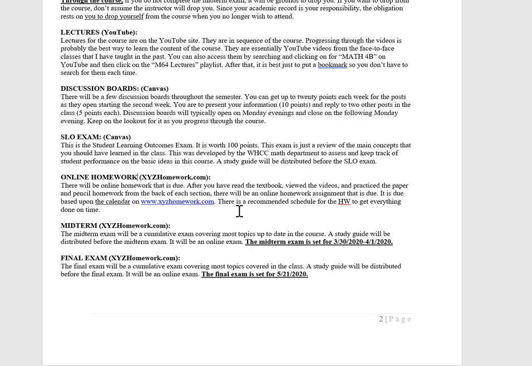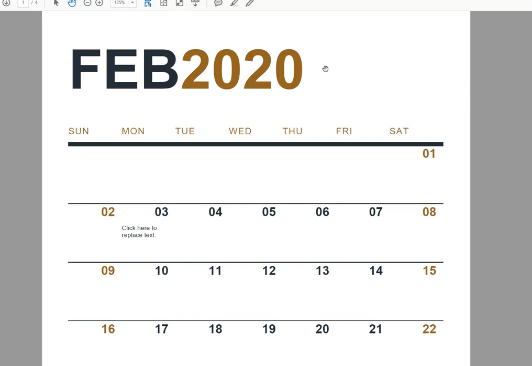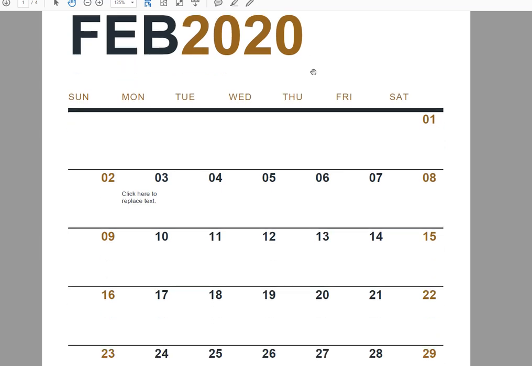So what I want to show you real quick here is the due date for each of the pieces of the class. I put in a little calendar, and it's going to be in the files menu as well. It's a per day calendar for the course. Hope this will help you here.